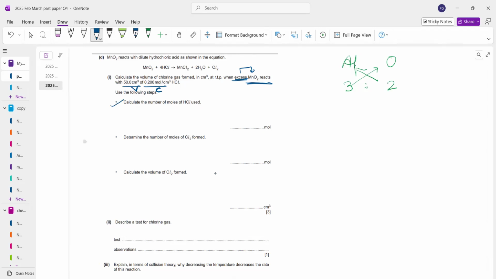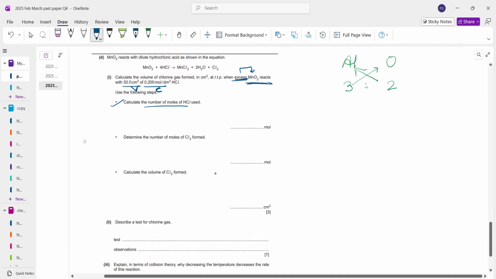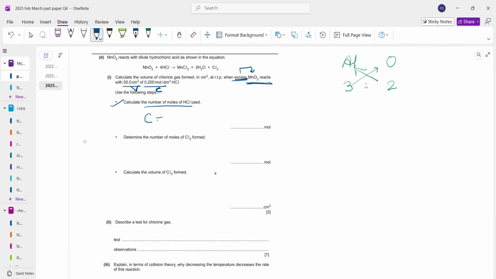The first part is very simple because they are asking us to calculate the number of moles of HCl. So, dear children, we should know that concentration is equal to number of moles divided by volume, which implies that number of moles is equal to concentration times volume. So concentration is 0.200 and volume is 50 cm cube.